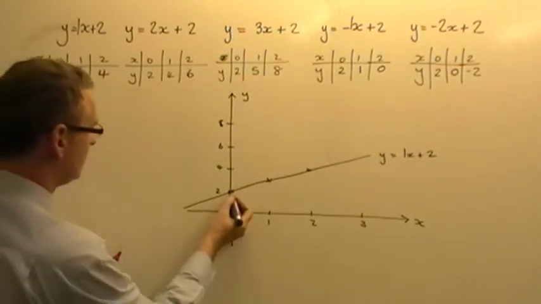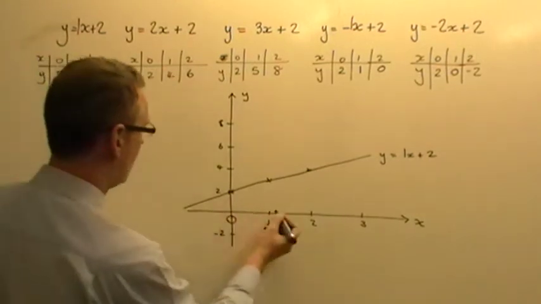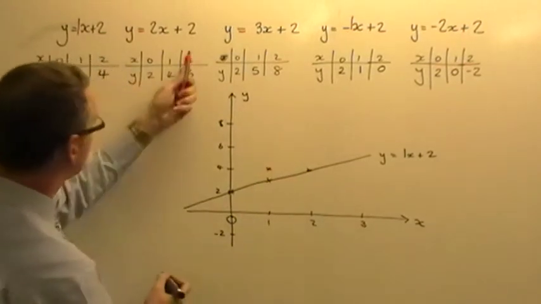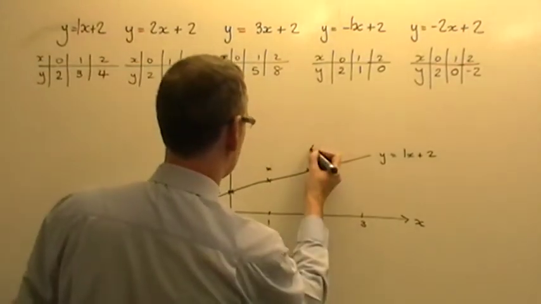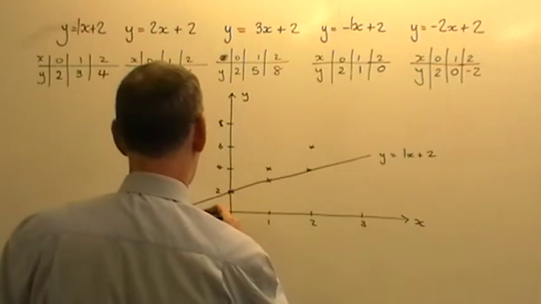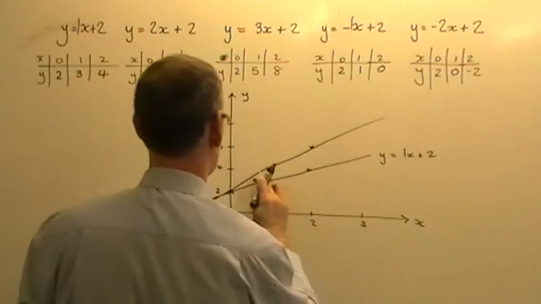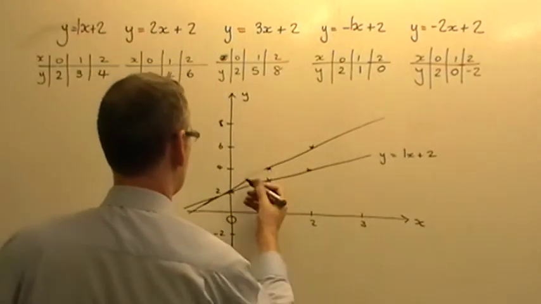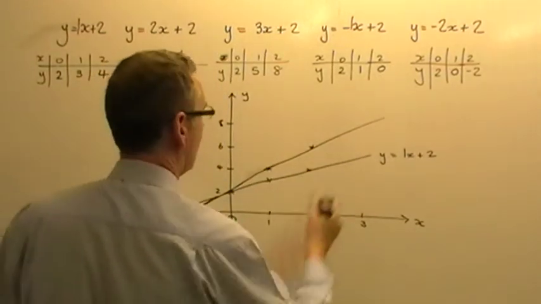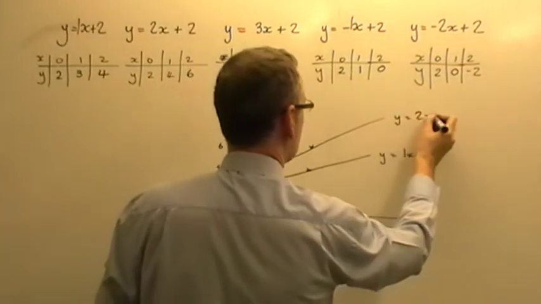Next one, 0, 2, same place. 1, 4: 1 across, 4 up. 2, 6: 2 across, 6 up. Join up with a ruler. I'm just doing it freehand to demonstrate. It's a bit wobbly, but never mind, you get the idea. And that is y equals 2x plus 2.